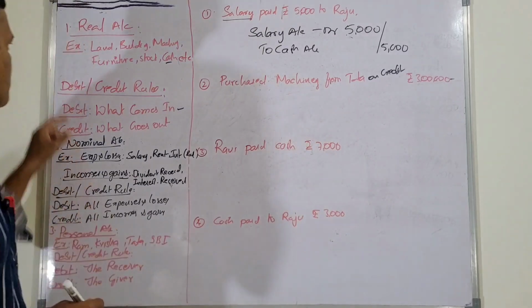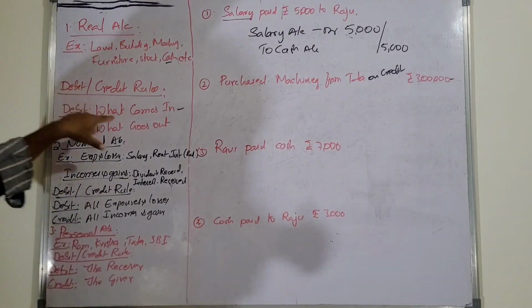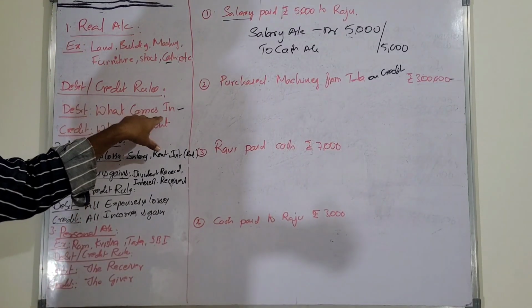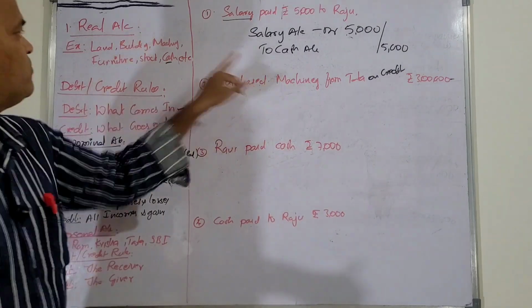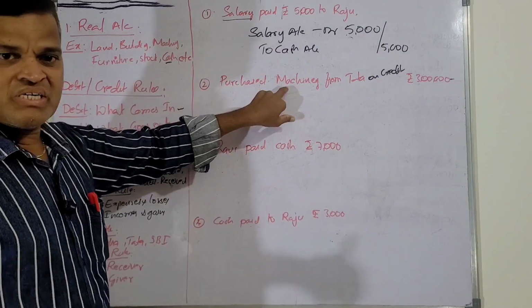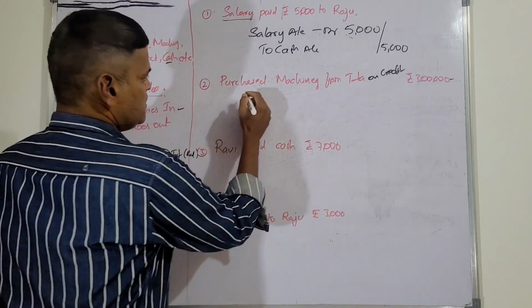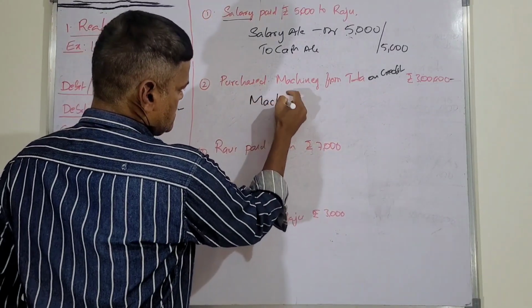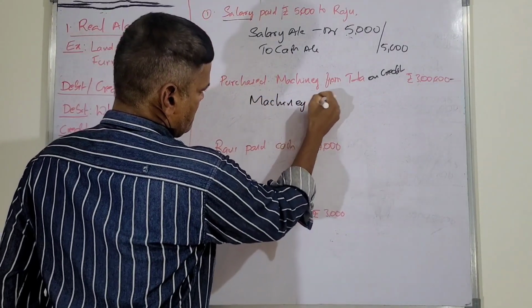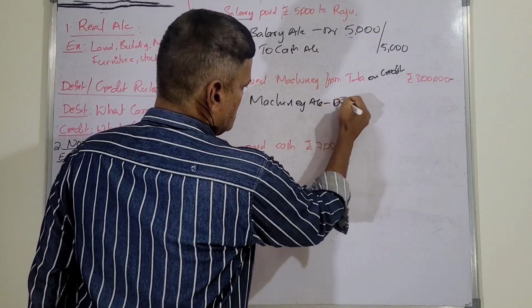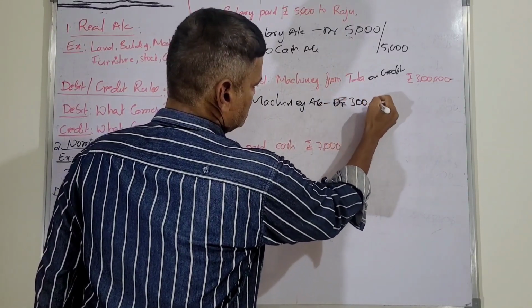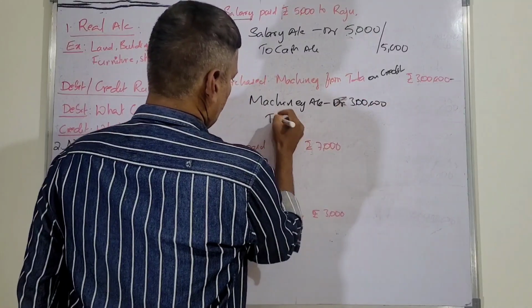Now we'll check it. So according to your real account, what we have to do? What comes in? Any asset is coming into the business? Yes. Which asset is coming into the business? Machinery. Machinery is coming into the business. Hence we can write machinery account debit. What is the worth of the transaction? 3 lakhs, right? Now we have to write credit.